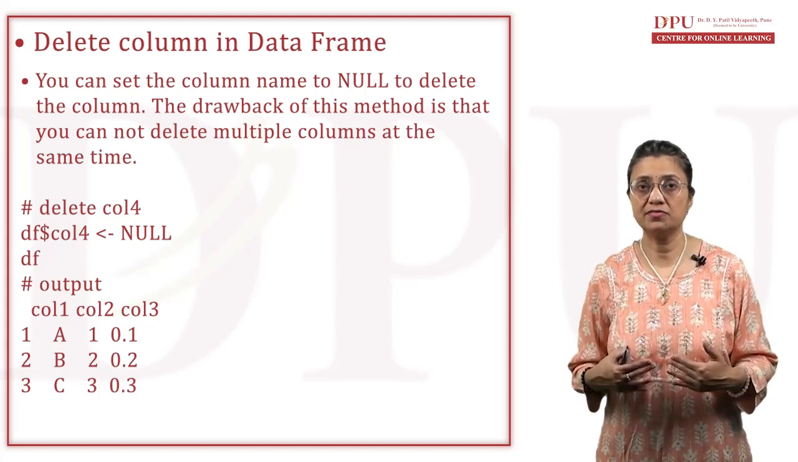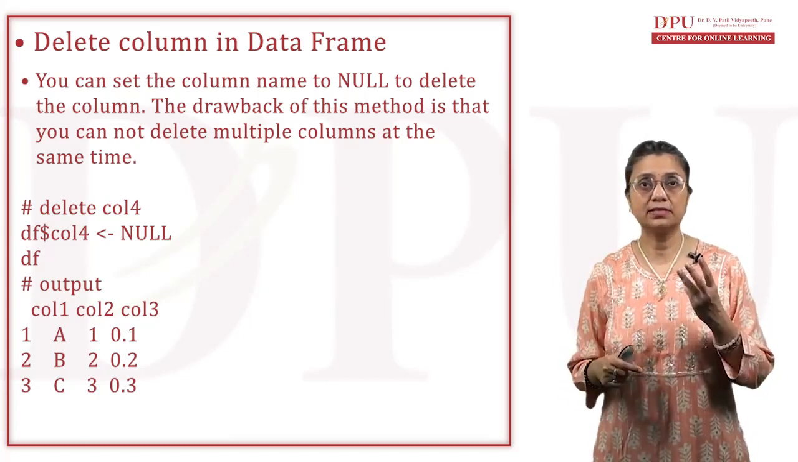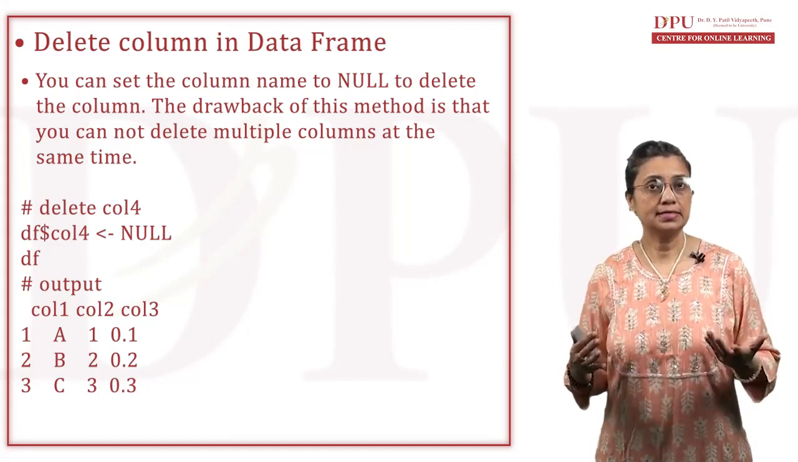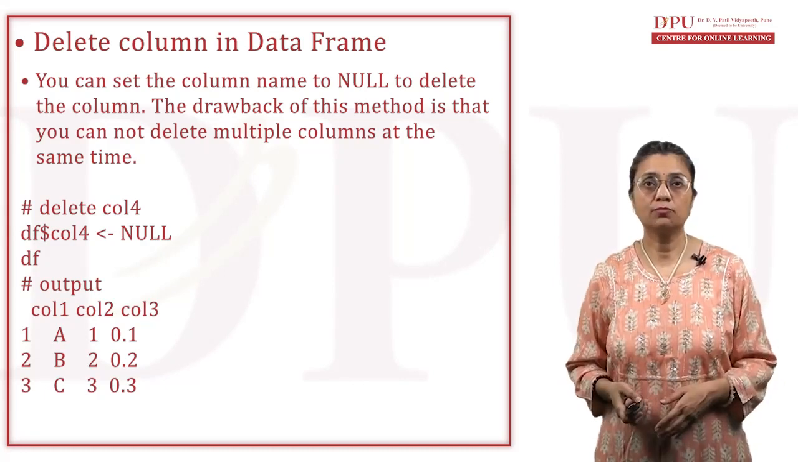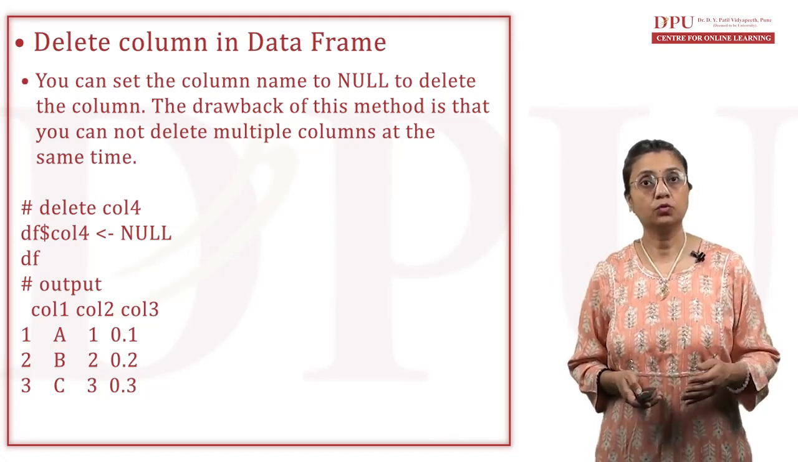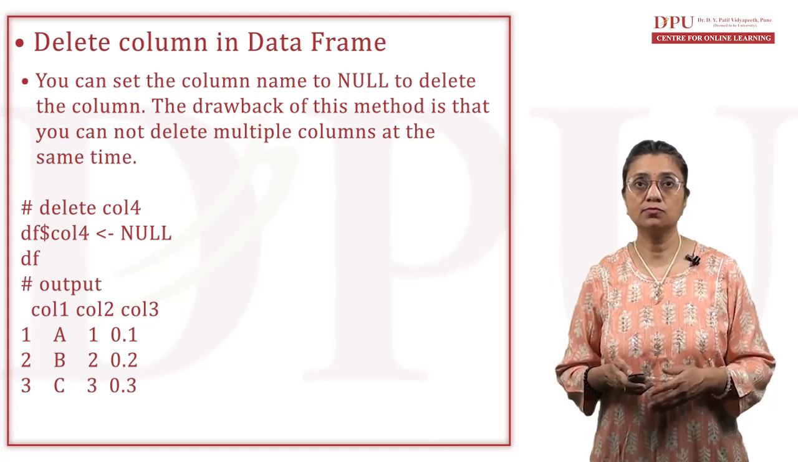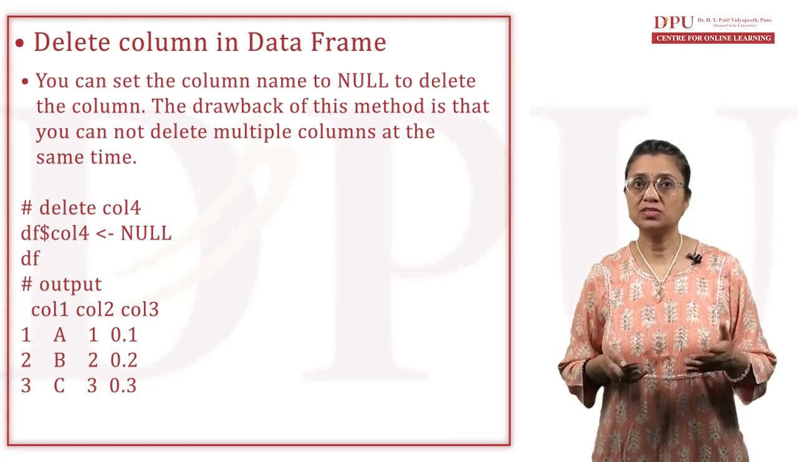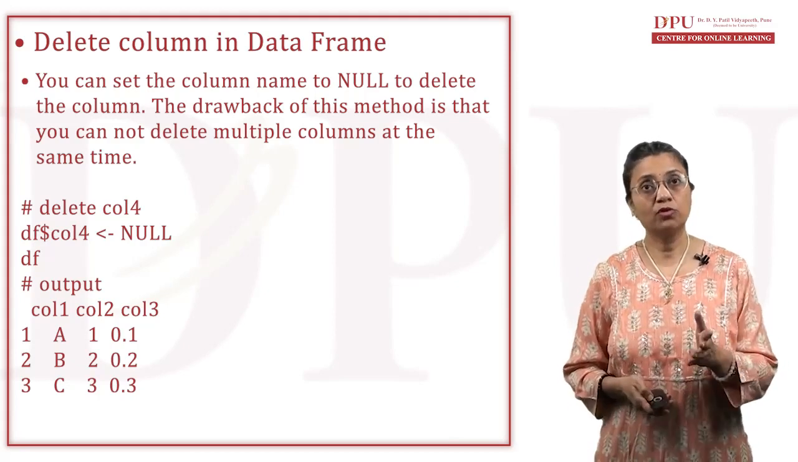And now I write df and press enter. So I see there are 3 columns, column 1, column 2, and column 3, and then I can see the values. So you can see the column 4 has been removed, which was earlier there when we added a new column. Here you can see that column 4 is missing again. So that is how we can delete a column by just equating the column name with null.